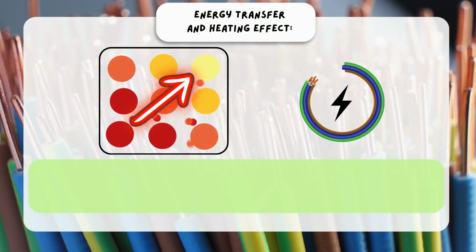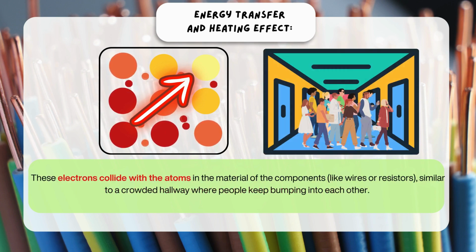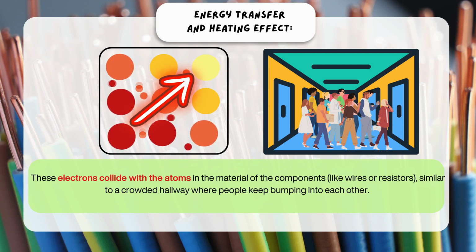To understand the heating effect in an electrical circuit, let's begin with what happens when electrons move. In a circuit, a battery provides the driving force that pushes electrons through the wires and components. This is a transfer of chemical energy from the battery to kinetic energy in the electrons. As these electrons travel through the circuit, they don't move unimpeded. Instead, they collide with the atoms in the material of the components, like wires or resistors. Imagine a crowded hallway where people keep bumping into each other as they try to walk through. The electrons experience similar collisions.